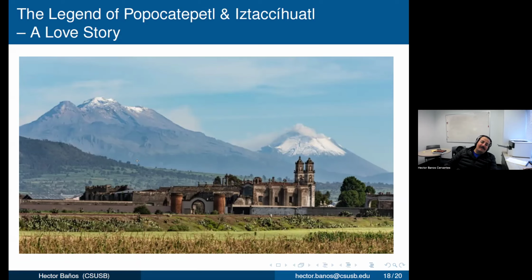When I was asked to talk about something regarding my culture, I wanted to tell you about a legend that I love, which is the legend of Popocatépetl and Iztaccíhuatl, which is a really beautiful love story. I'm going to read it because I don't want to butcher it, but let me give you some context. Popocatépetl is a volcano in Mexico, and Iztaccíhuatl is another volcano that is really close to it. So the legend goes like this.